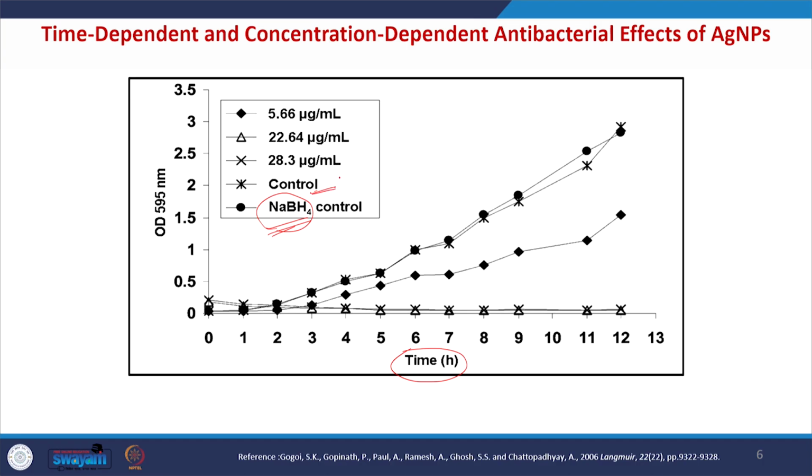One is the negative control where you are not adding any nanomaterial. In this case, you can see that bacterial growth is proper and it is growing for more than 12 hours. And similarly, when you are adding the reducing agent, that is sodium borohydride, there also there is no bacterial death, it is equal to control, it is growing nicely.